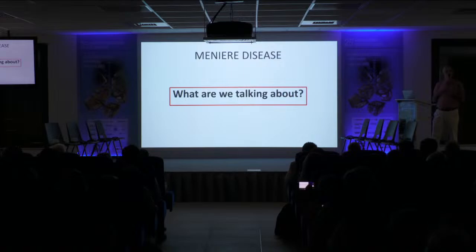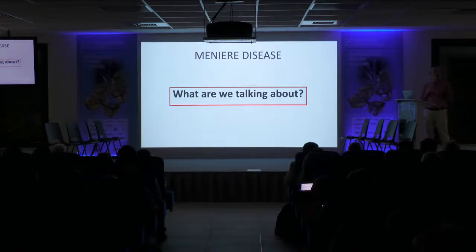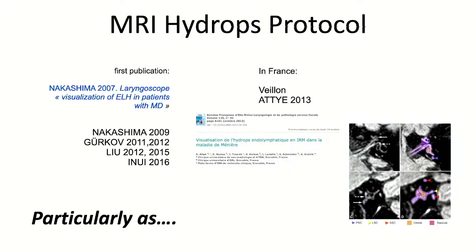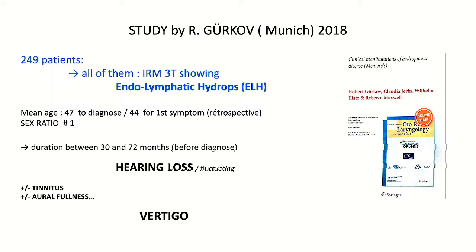How do you choose your patient? How do you define your criteria for treatment? Because after, how do you compare the results if it is not the same patient? So in my opinion, we have to define what is a real Ménière disease, and we have to treat Ménière disease, especially with the MRI protocol, which is available now all around the world, and particularly because a very famous team in Munich published this paper, because Robert Gürkov took more than 200 people, all of them with symptoms of Ménière disease.